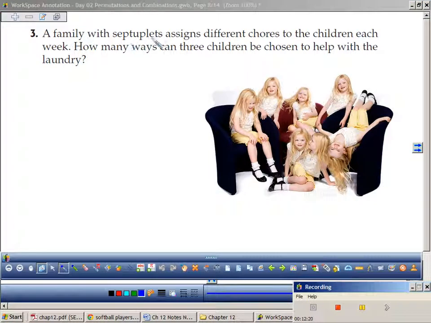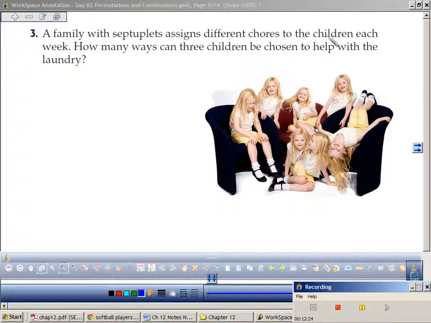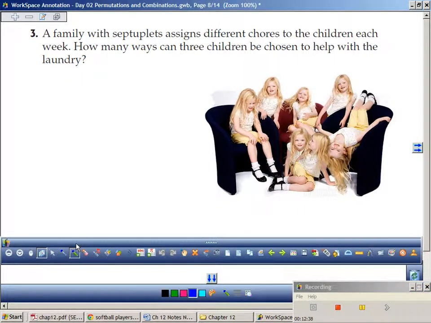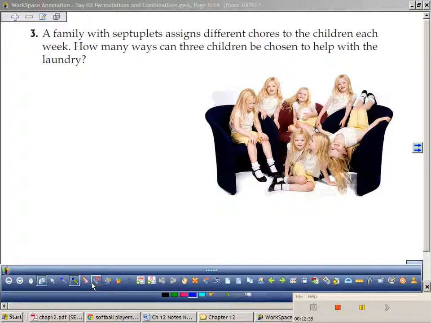Okay, a family with septuplets assigns different chores to the children each week. How many ways can 3 children be chosen to help with the laundry? Okay, what do you guys think? Is this one going to be combination or permutation? It's a little bit ambiguous. First of all, we got the word assigns here. But over here, when we're talking about how we're picking the children, they are chosen. This is actually a combination.